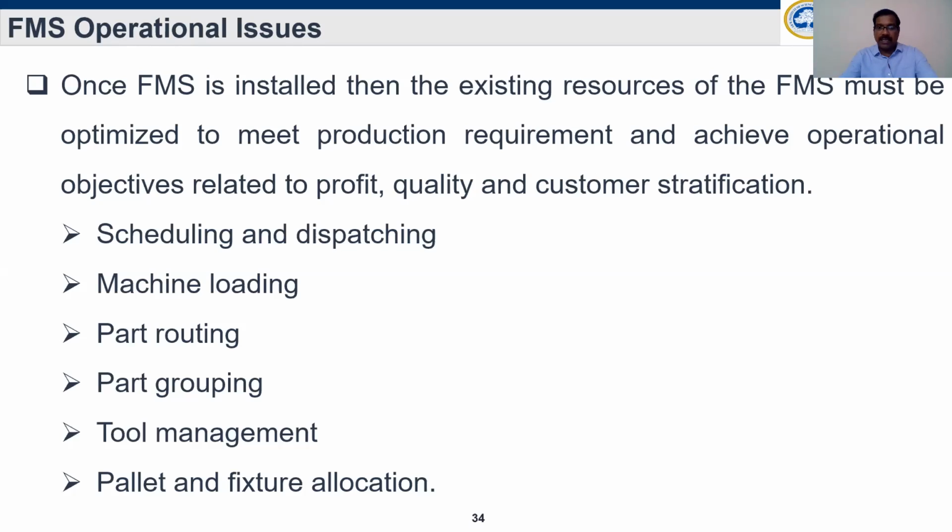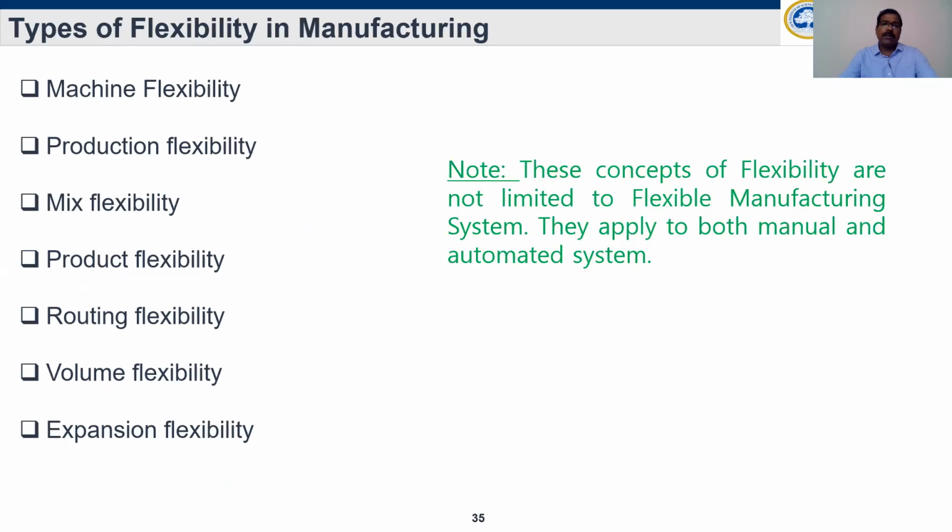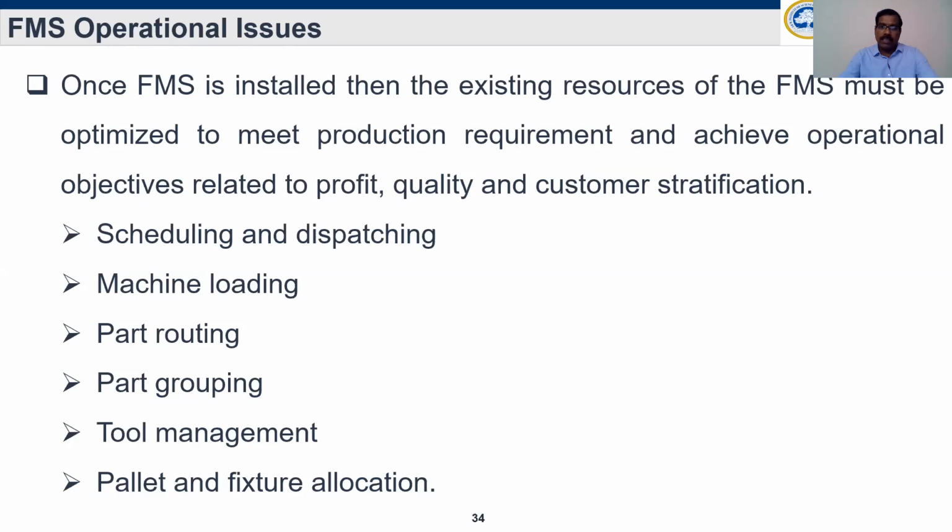One industry is running the production based on FMS through SMS. Then operational issues need to be taken care of, like scheduling, dispatching, machine loading, and part routing. Okay, this is very important. Then types of flexibility in machining. What we discussed as of now is FMS, so with this slide, we are ending FMS.